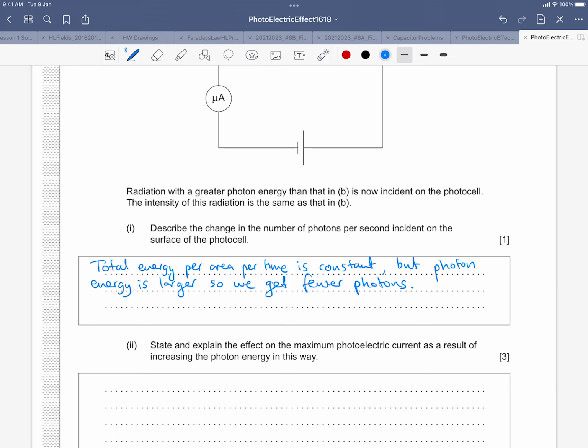Describe the change in the number of photons. Yeah, so that's why we get fewer photons. So the total energy is divided up into fewer photons, each with more energy, right? With more energy per photon.